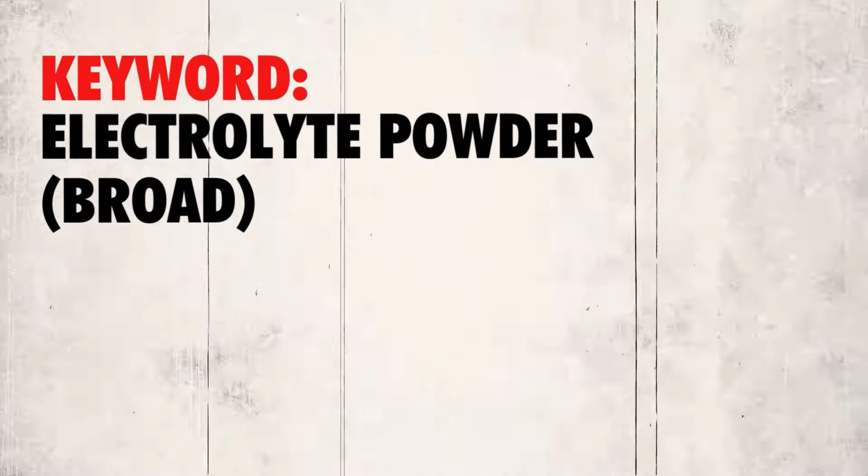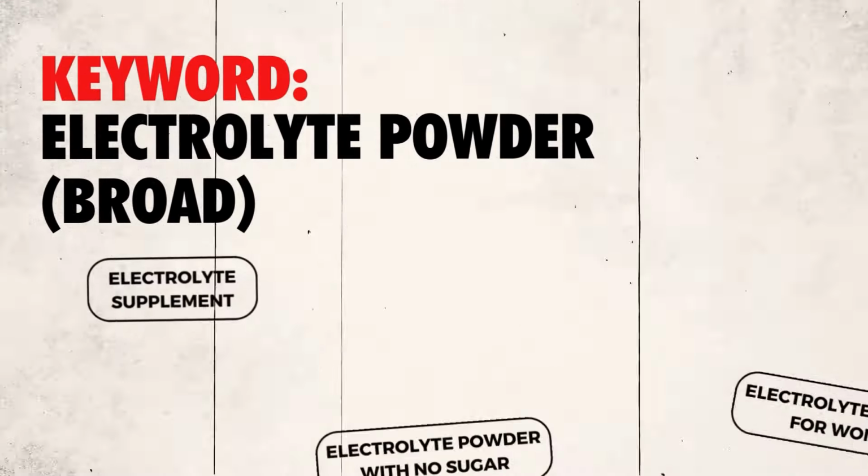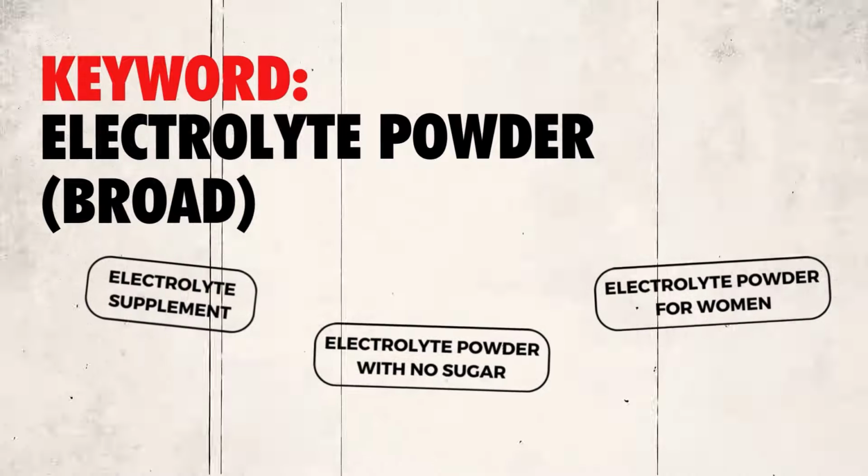So let's say I have the keyword electrolyte powder in broad. That means it's triggering for electrolyte supplement, electrolyte powder with no sugar, electrolyte powder for women, all of these different keywords. And if I find a search term like electrolyte supplement that was profitable and I want to figure out, should I launch it, yes or no?